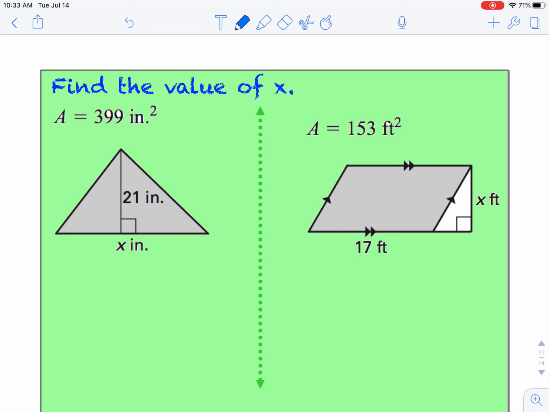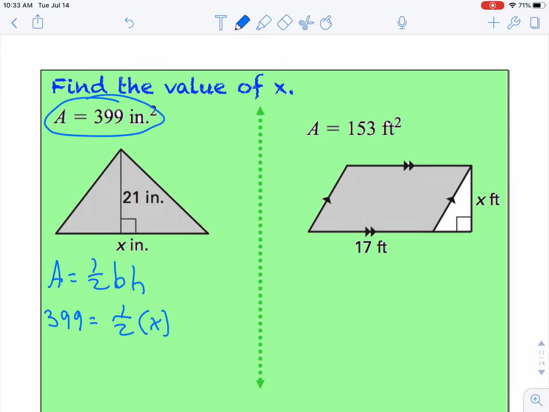We're going to move on to working backwards for some of these. So we're going to find the value of x. We're going to find a missing value if we're given the area. So the area of this triangle is 399 inches squared. So I always start by writing out my formula. Area equals 1/2 the base times the height. Now I'm going to put in the area. I don't know my base, that's my x. I do know my height, and that's 21.